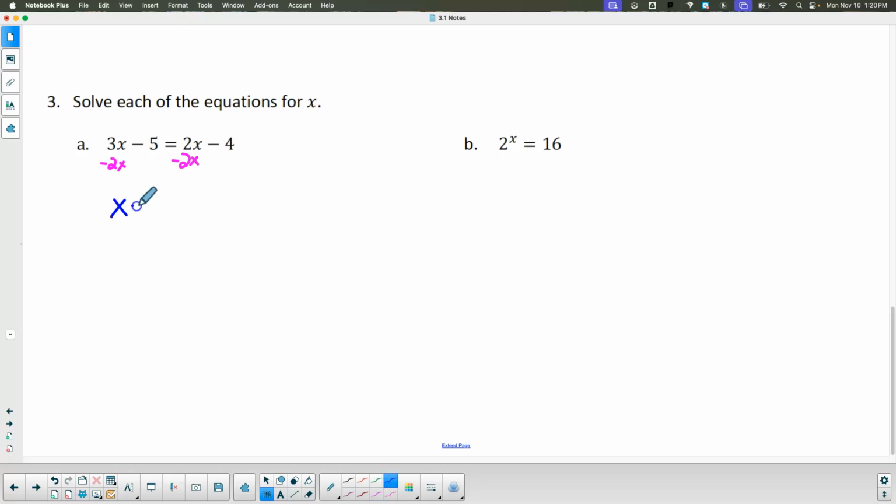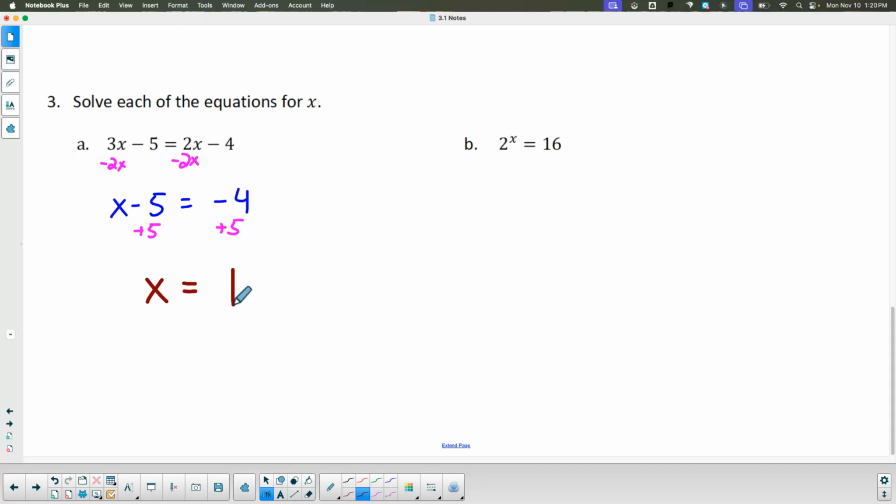Gives me x minus 5 equals negative 4. What are we going to do next then? Add 5. Add 5 then, both sides? Yep. Gives me x equals 1.